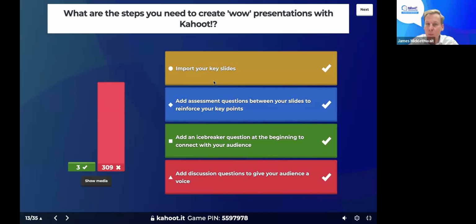So I'd suggest you do that one second. Then thirdly, of course, you add your icebreaker at the beginning. We've seen how important that is earlier, in whatever form you like. And of course, you can add throughout the presentation discussion questions to give your audience a voice and find out what they think about it too. But that is the simple 4-step process, and all of that functionality is available on the Kahoot platform today.